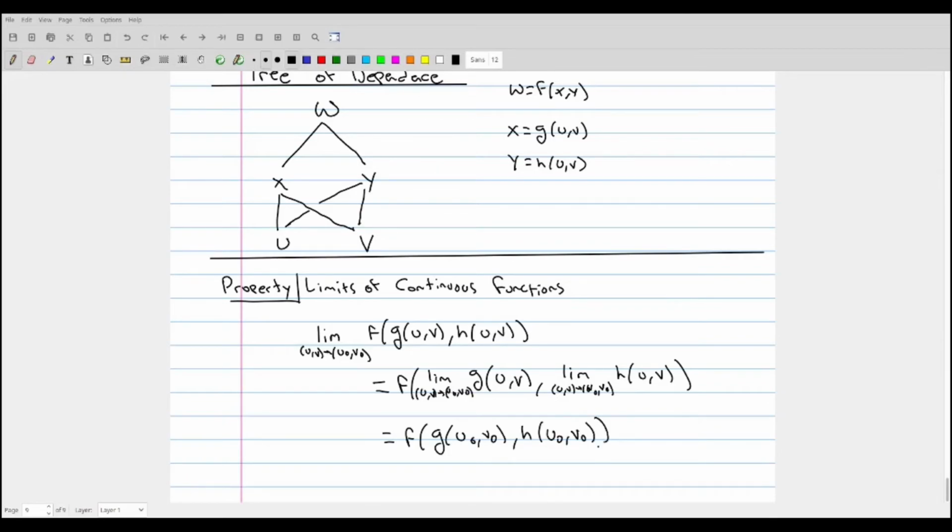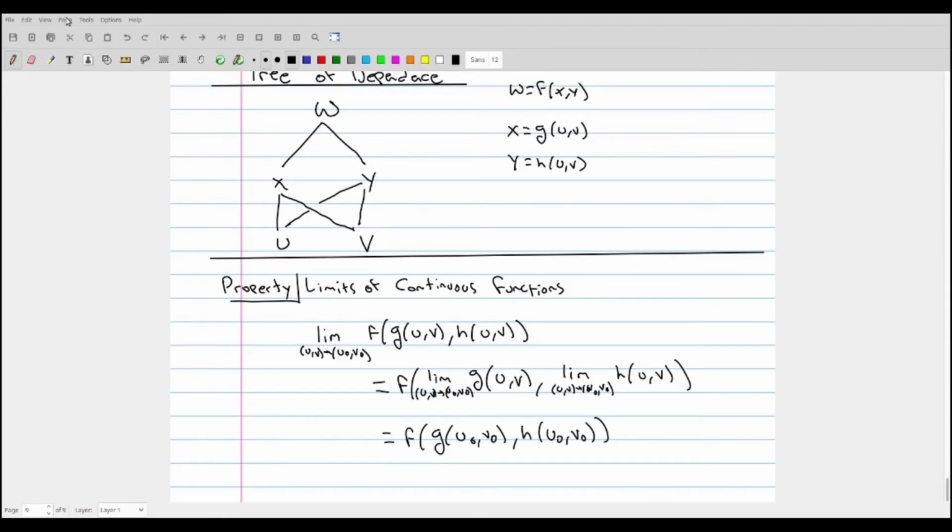So if you have a composition of continuous functions, you can take the limit and actually bring the limit inside as you take the limit. So this is a very, very useful computational property that we see a lot, and we're going to use a lot when we're going through and evaluating limits. And what we'll end the lecture on is going to be one more property.